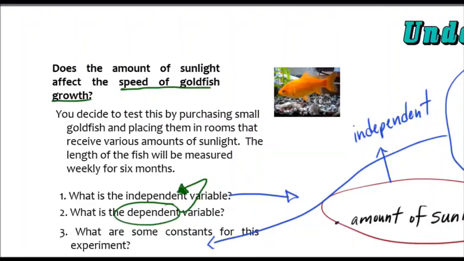The rate of growth. And so what I want you to think about for this is that the dependent variable gives you data. The dependent variable, that D sound, think of that with data. It gives you numbers. Okay? And our numbers in this case are the rates of goldfish growth. So that's one way you can break down the different variables in an experiment.